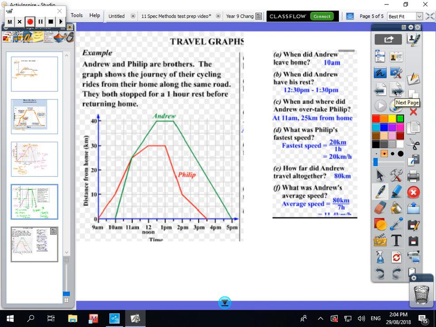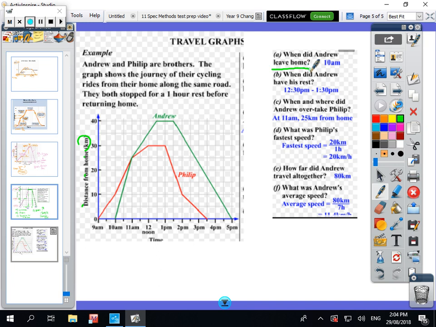Okay, so here's one that I've actually got the answers for. So we've got two people, Andrew and Philip, and their distance from home in kilometres, and then the times along the bottom. They're cycling on the same road, and they both stop for a 1 hour rest before returning home. So here's some questions you could get asked.